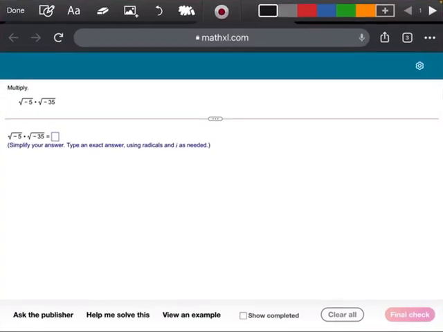All right, so this is a problem from the homework, and it's asking us to multiply these two numbers together. So let's take a look here. We have the square root of negative 5 times the square root of negative 35.